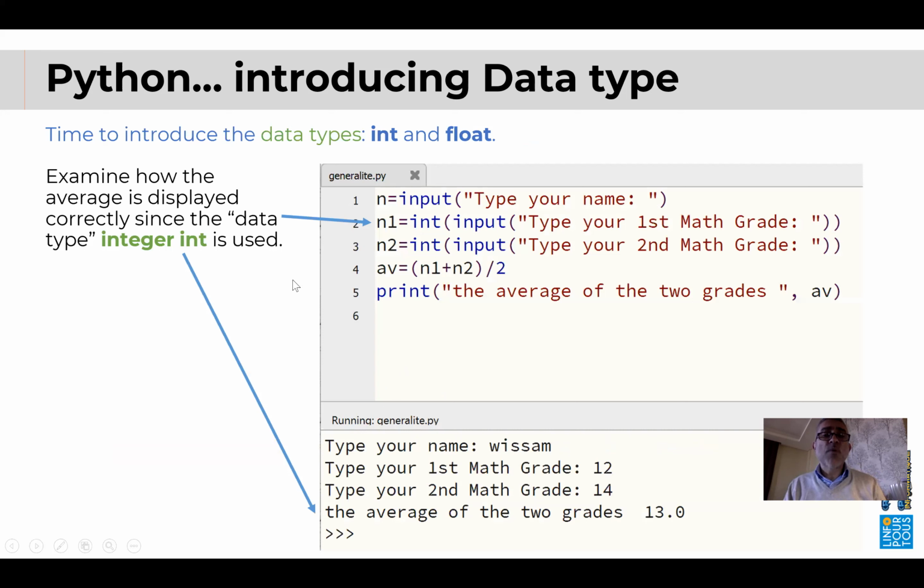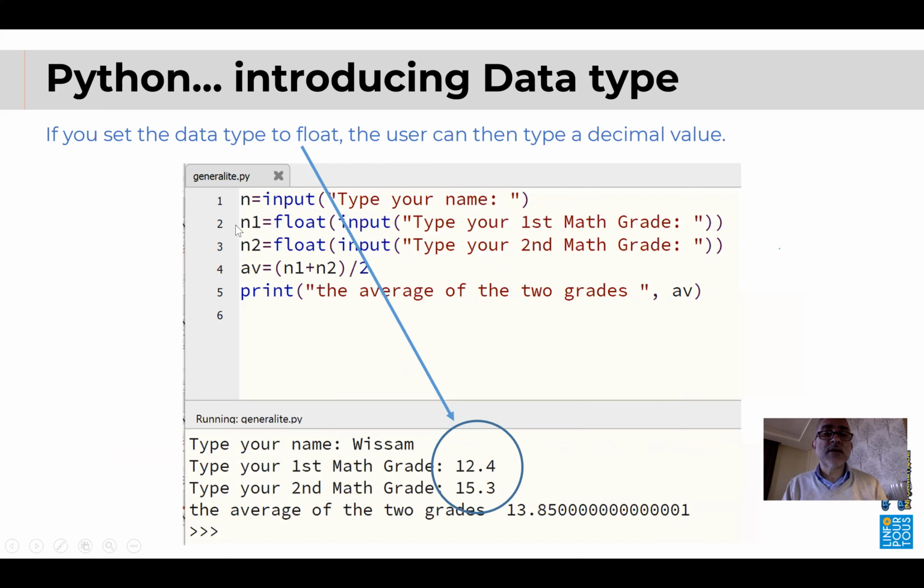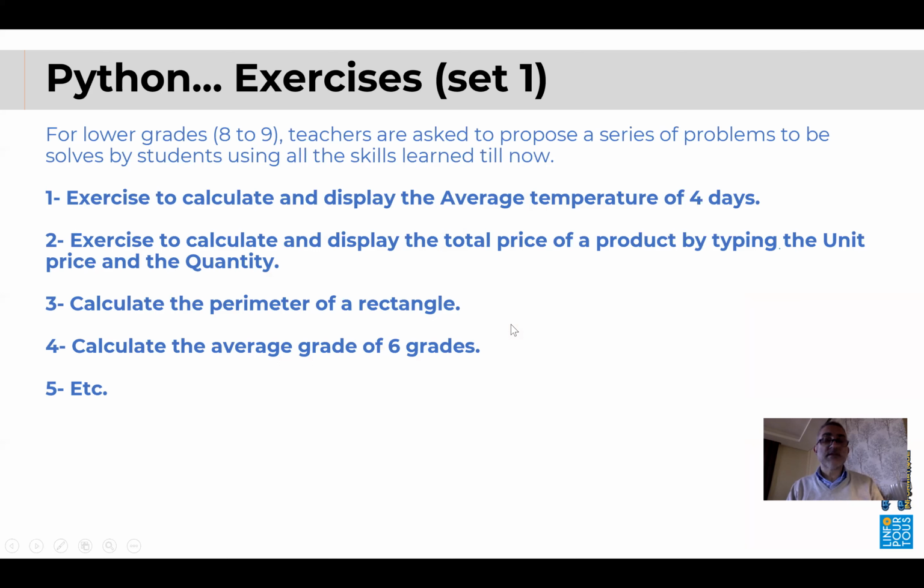So here we have to change, on lines 2 and 3, the data type from integer to float, as you can see here. The result, if I type 12.4 and 15.3, is that the average grade will be 13.85. So I have no problem calculating those exercises.